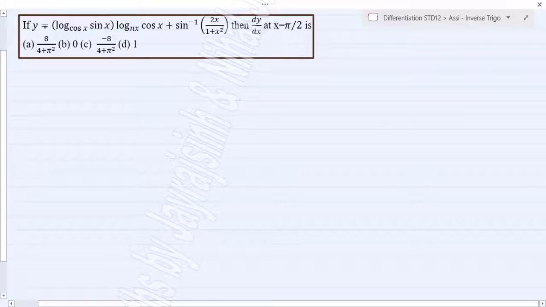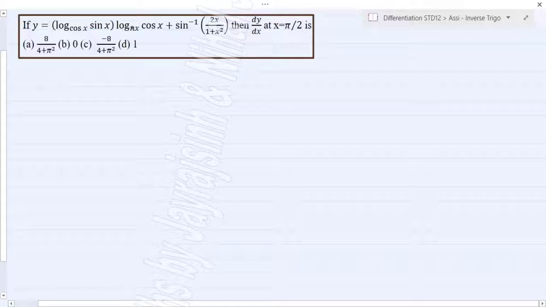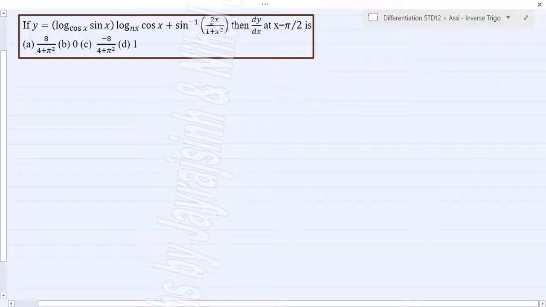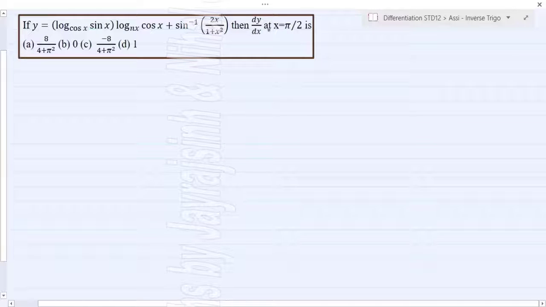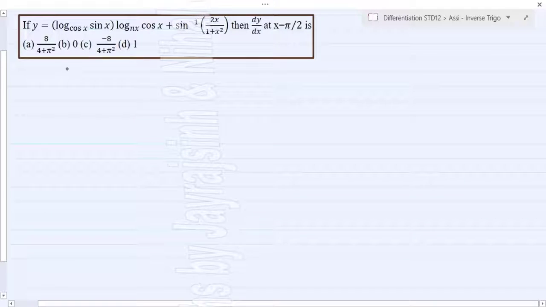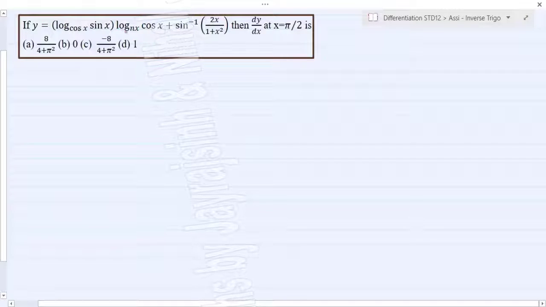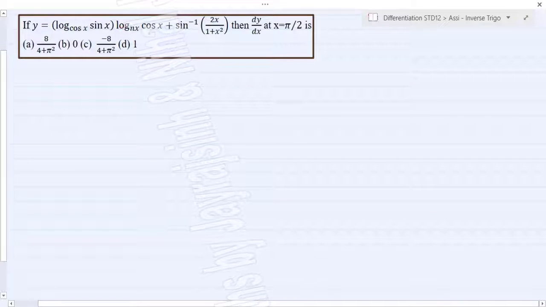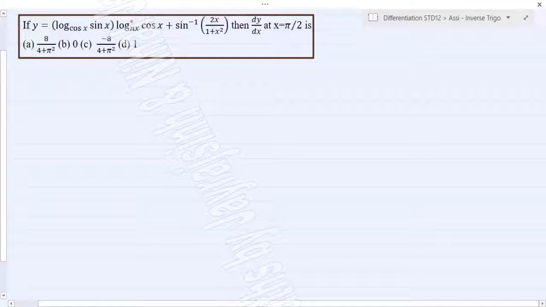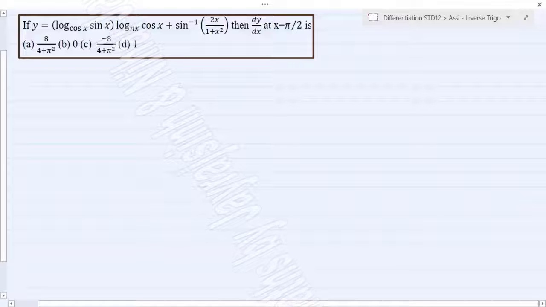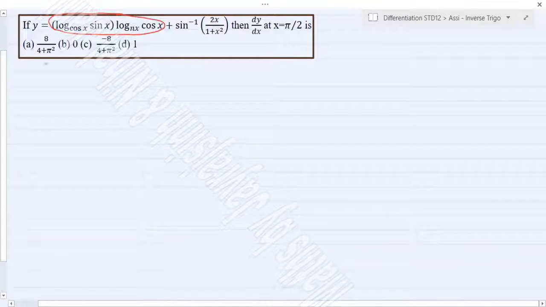In this question, we have y is equal to log of sin x base cos x into log of cos x base nx plus sine inverse of 2x upon 1 plus x square. Then we have to find dy by dx at x is equal to pi by 2. So here we have two different terms. First one is related with the log and another one is related with the inverse trigo. So let's simplify separately one by one. So let's assume our first term as u.